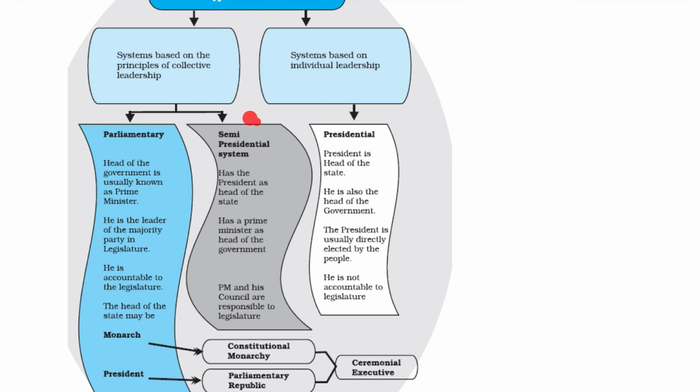So the semi-presidential system has the president as the head of the state, and the prime minister as the head of the government. Prime minister and his council are responsible to the legislature. So both prime minister and his council are responsible to the legislature. This is the semi-presidential system.